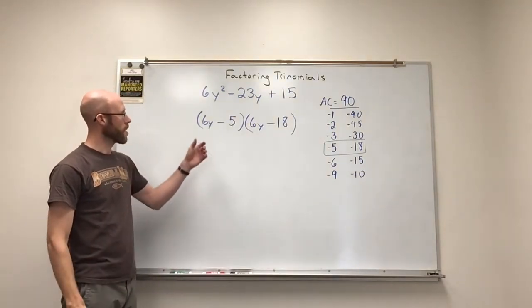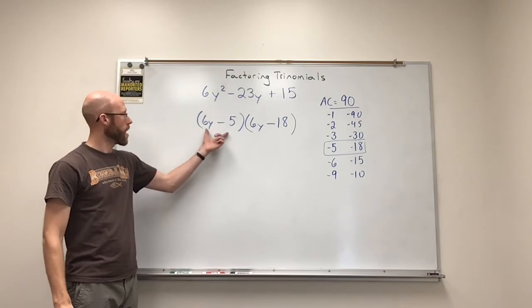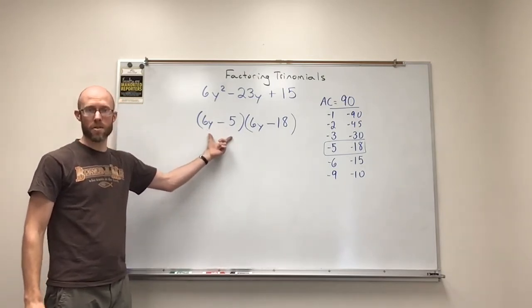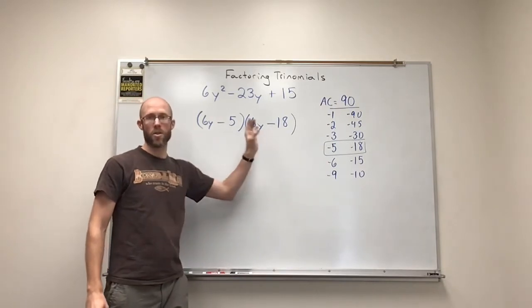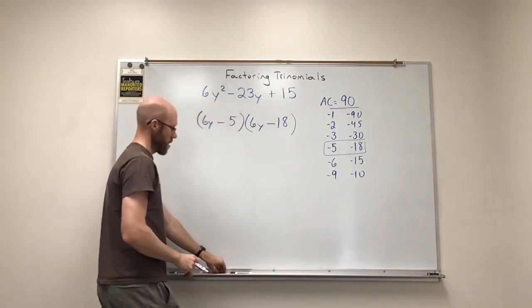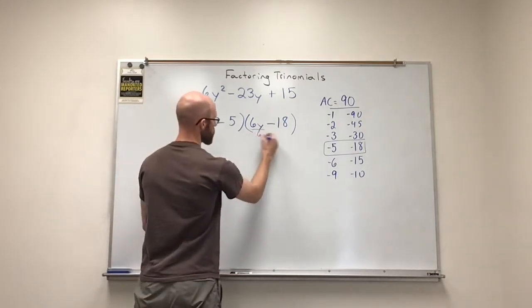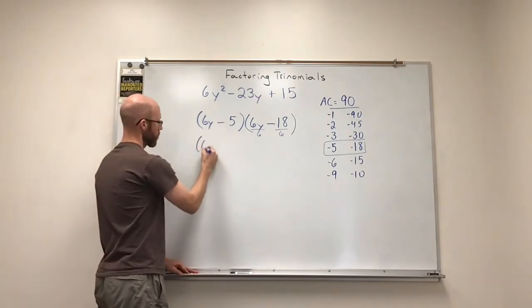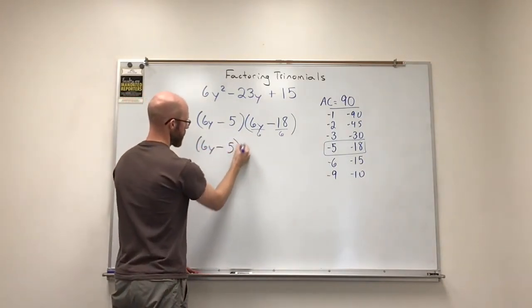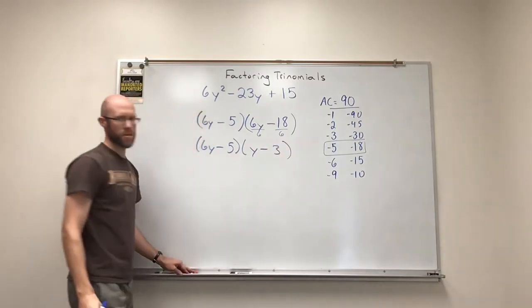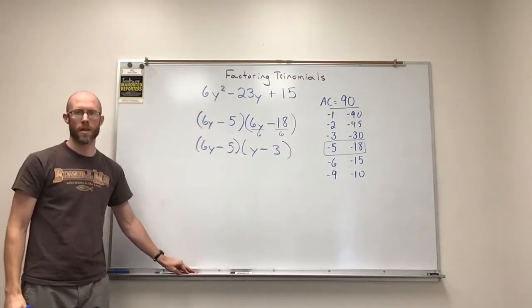Now notice with this one, I don't have a greatest common factor in the first set of parentheses, but I do in the second one. So I'm just going to pull out the GCF or divide out the GCF there. If I divide by 6, because that's the GCF, we're going to be left with 6y minus 5 and then just y minus 3 as the second set of parentheses.